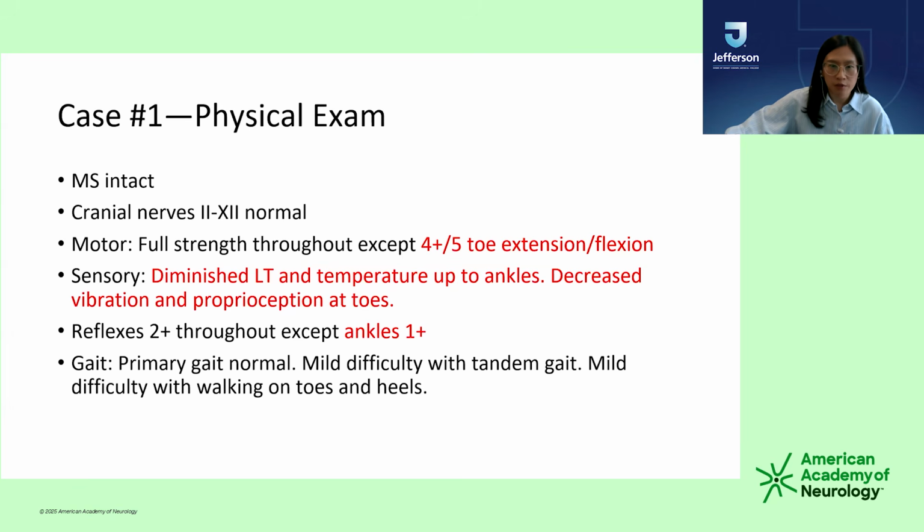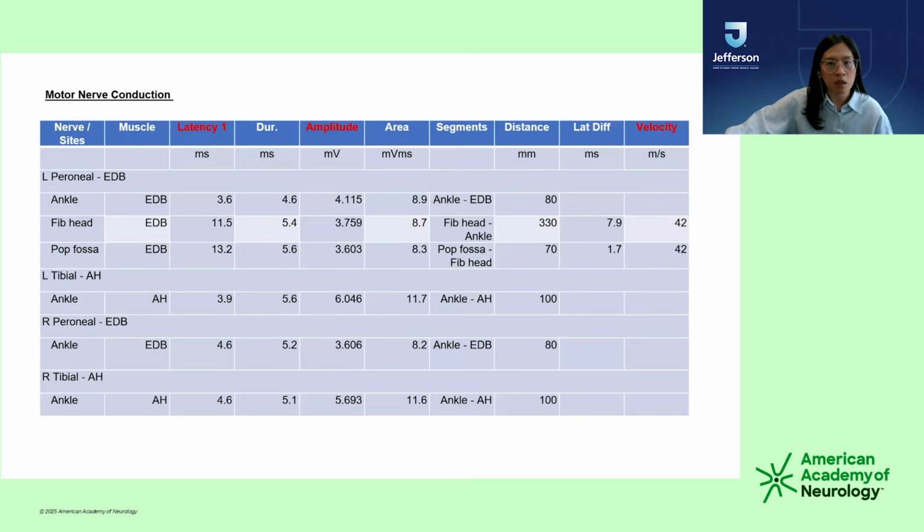So far from your history and physical, you've gathered that he has predominant sensory features, although he does seem to have some very mild weakness as well. So we go to his nerve conduction study. There are a lot of numbers on this screen, but I'm just going to point you to a few important features.